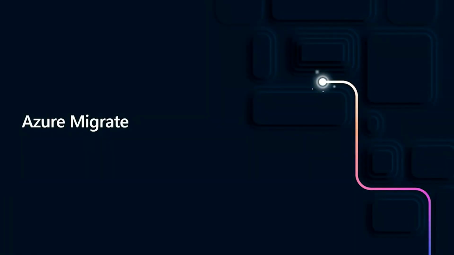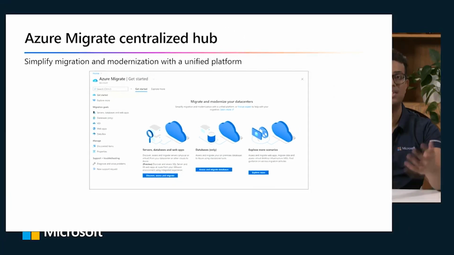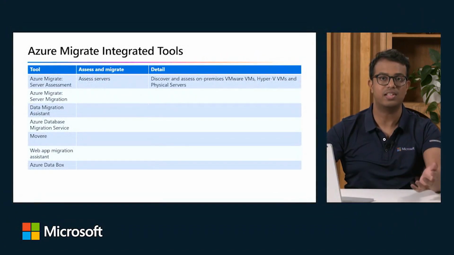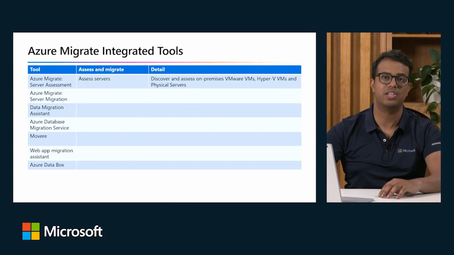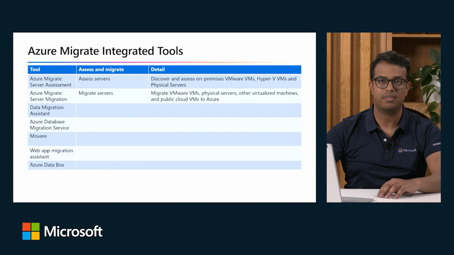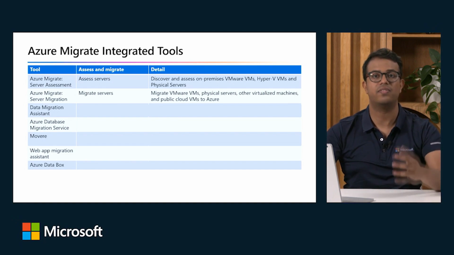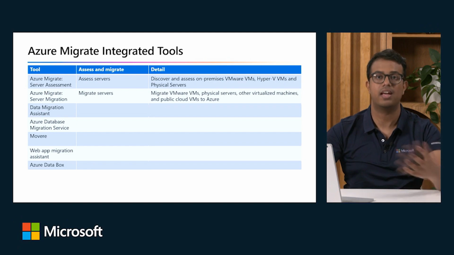Next up, let's take a look at Azure Migrate. Azure Migrate contains a suite of integrated tools that can help you with your migration process. Azure Migrate Server Assessment can help assess servers by discovering and assessing on-premises VMware, Hyper-V, and physical virtual machines and servers. Azure Migrate Server Migration helps to migrate servers, including VMware, physical, and other virtualized and public cloud VMs and servers to Azure.